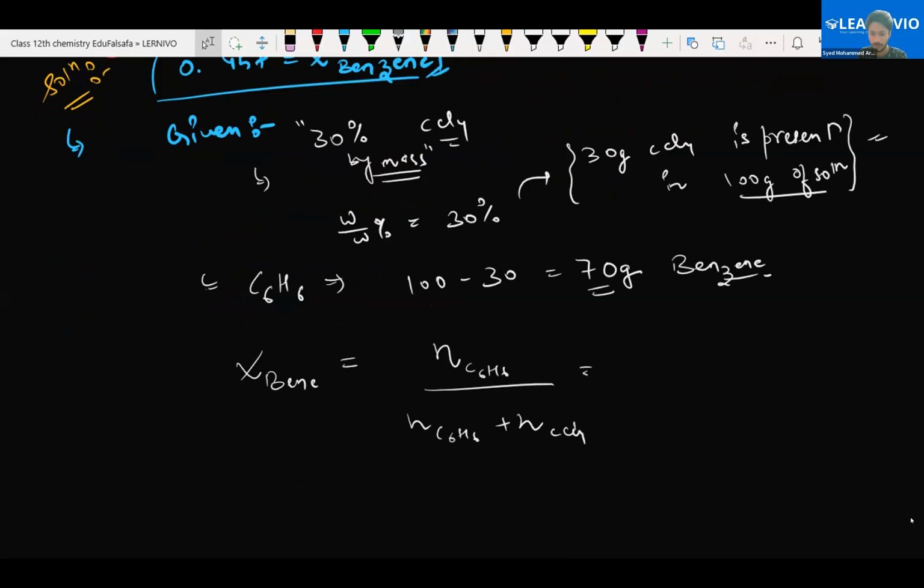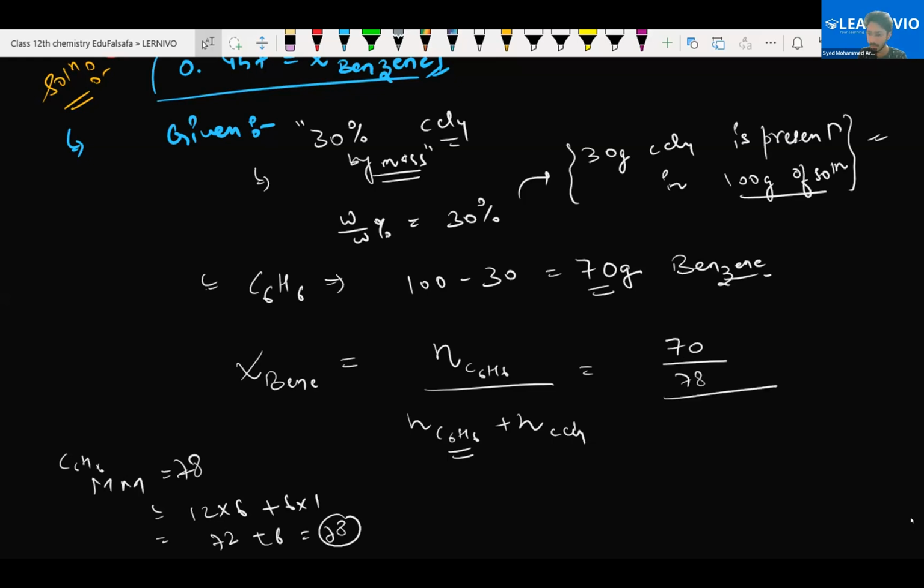Now, first initially, what is the molar mass of benzene? 78. Okay, 78. Correct. So it is 12 multiplied by 6 plus 6 multiplied by 1. So 6 2s are 12, 72 plus 6, it is 78. So what you need to do is just to find the moles. How are you going to find the moles? With 70 divided by 78.